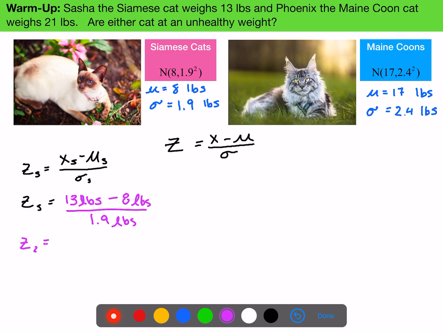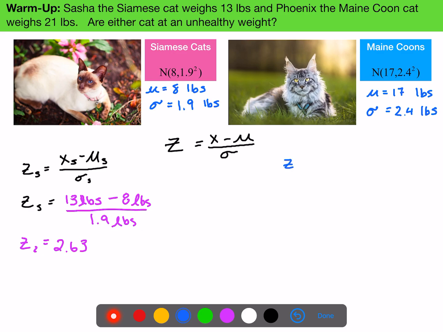So now what happens when we do the subtraction on the top? Again, order of operations. You can do this all on your calculator at once, but you have to make sure that you are first working at the top and then pressing equals before you divide, or putting parentheses around your numerator. Either way would be fine. So you end up getting 13 minus 8, which is 5, divided by the 1.9, which gets you 2.63. And numerator will be pounds, denominator will be pounds. So it ends up being an actual unitless measure. Okay, what it means is that Sasha is 2.63 standard deviations above the mean. I know it's above because it's positive.